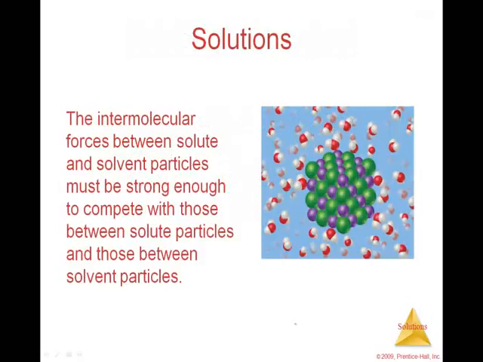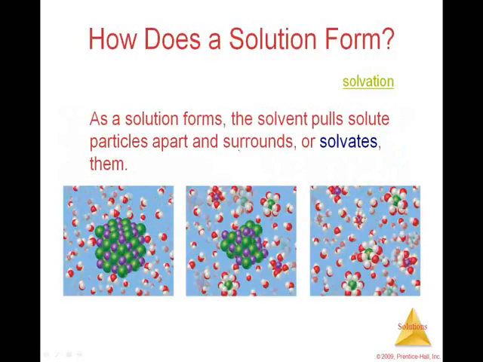Okay. So in a solution, the intermolecular forces between solute and solvent particles, when they're combined, must be strong enough to compete with those between the solute and solute, and the solvent and solvent. So the solute and the solvent start off with some attractions for each other, and what this is saying is that the solution must have interactions that are strong enough to compete with those of the solute or solvent alone in order for the solution to occur. So let's take a look at how solvation actually occurs.